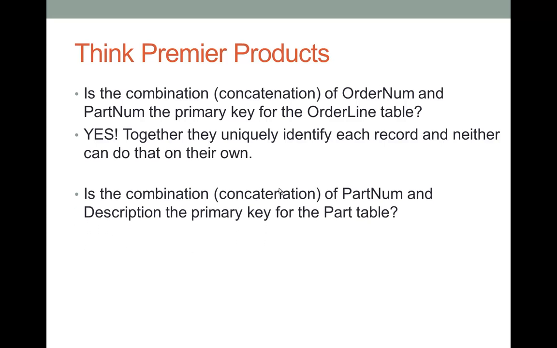Is the combination of part number and description the primary key for the part table? Well, if you take a look, this one's a little tricky because if you put the part number and the description together, they are unique. So at first you might think that would be a possible primary key.